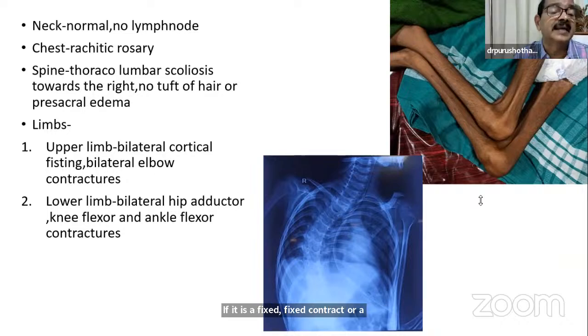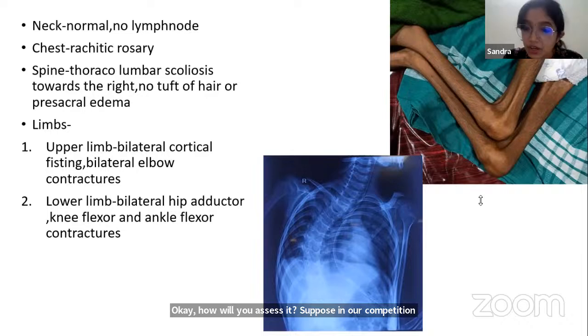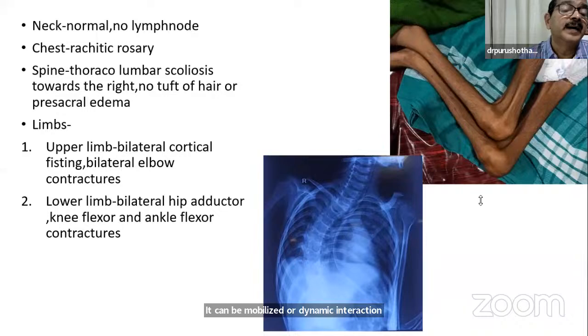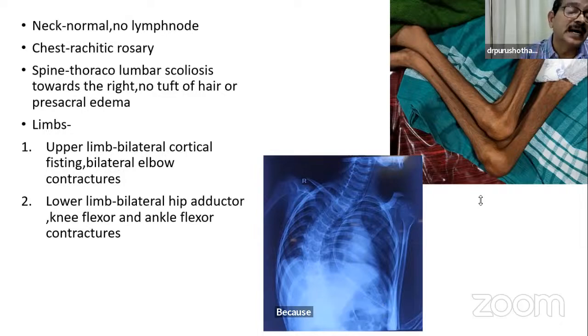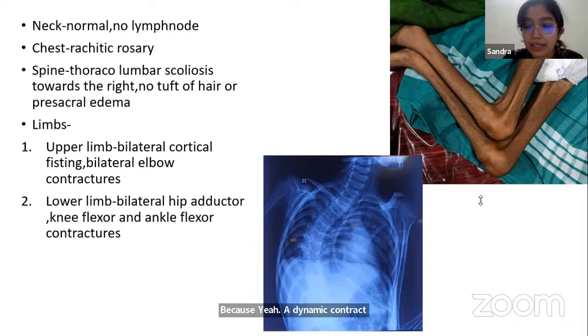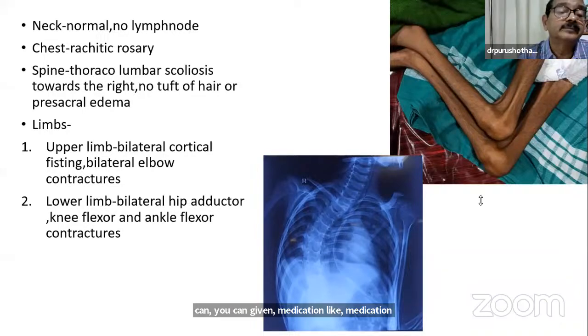Okay. How will you assess it? Suppose an orthopedician, how will he be assessing? A fixed contracture will always be fixed, but a dynamic one can be moved when the patient is sleeping, and it can be mobilized. There is a purpose of this examination by an orthopedician. What sort of treatment is needed? A dynamic contracture you can treat with medications, but a fixed contracture will require surgical management. Okay. You decide about the surgical or medical.